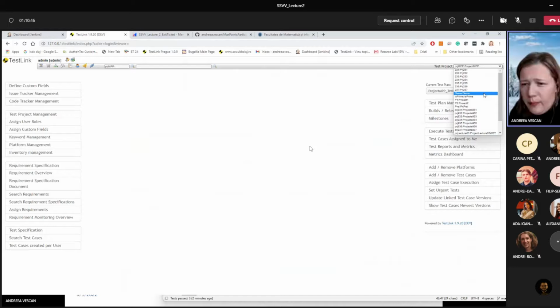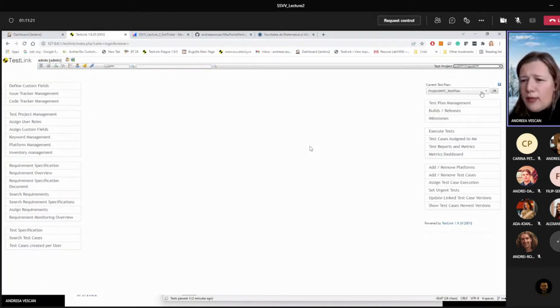So for example, here is the test project. You have different projects in your IT firm, let's say. For example, this is the project that I have created. This one, project maximum points participants. You can see that here you have a project for each of your groups. So this is the project you're going to work on. However, today I will show you the test project.